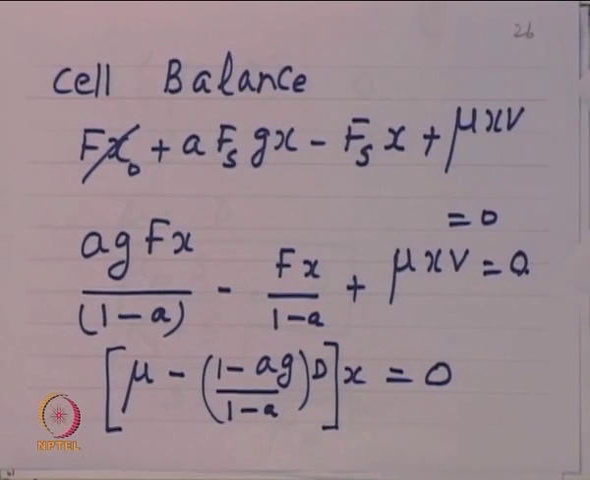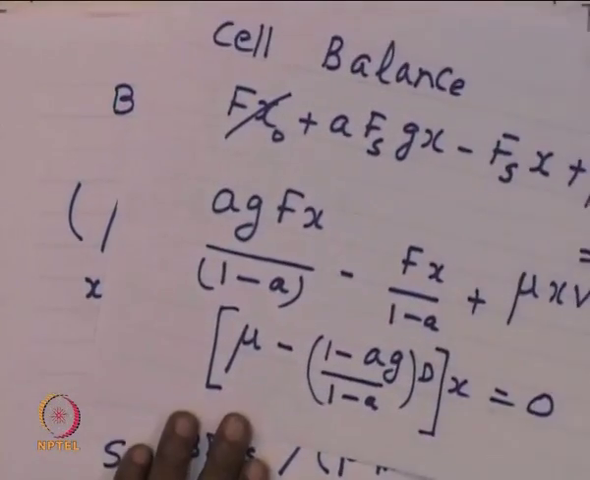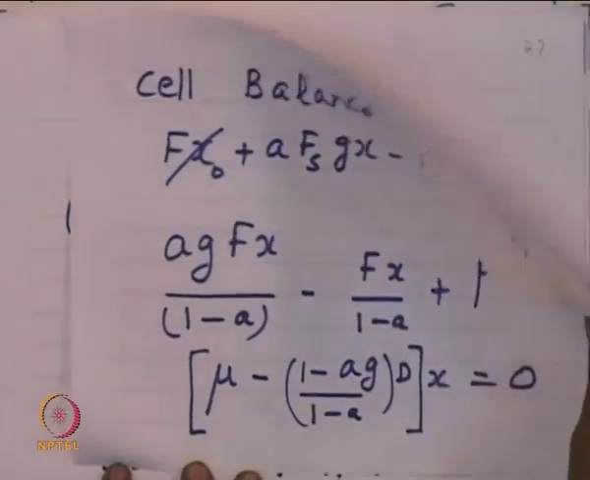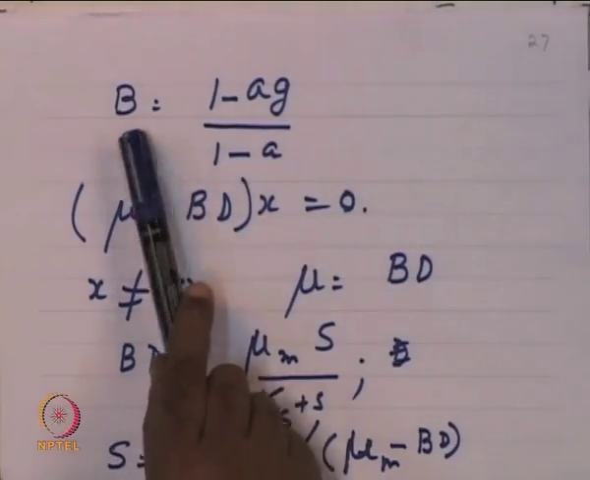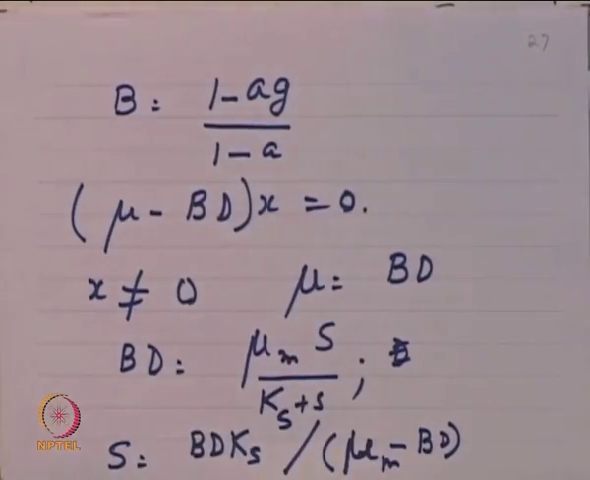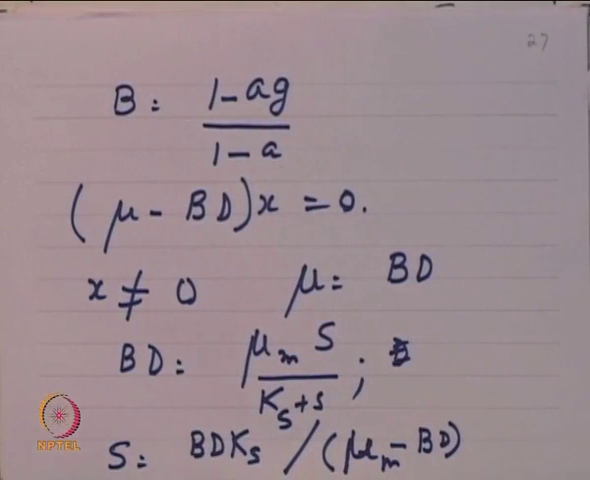The cell balance gives you mu minus (1 minus AG) by (1 minus A) multiplied by D, multiplied by x. I have called this term (1 minus AG) by (1 minus A) B, which is called the concentration factor in biological literature. Notice that these are all decision variables, decisions that you and I will take. So B is essentially in your hand. You determine the value of B. Is this clear to all of us?